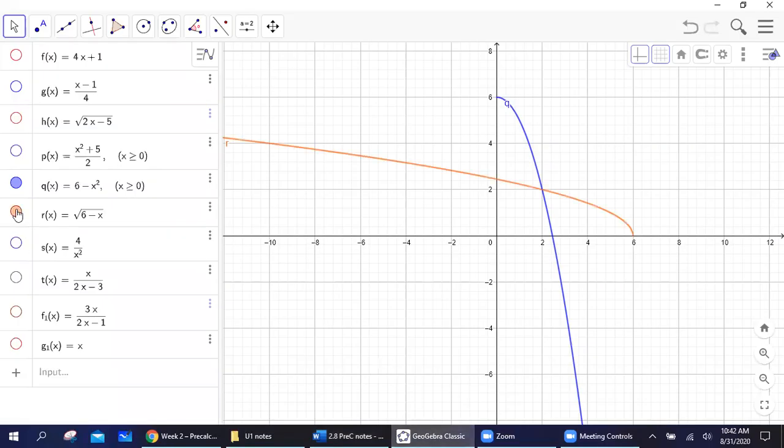And if I look at those two functions, they are perfect reflections over the line y equals x. So graphically, it seems to keep working.